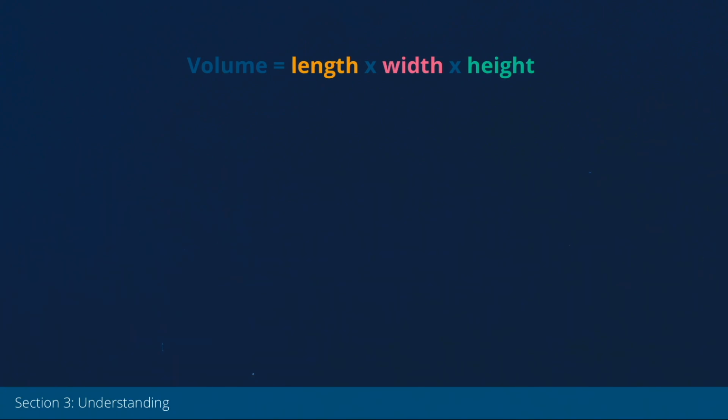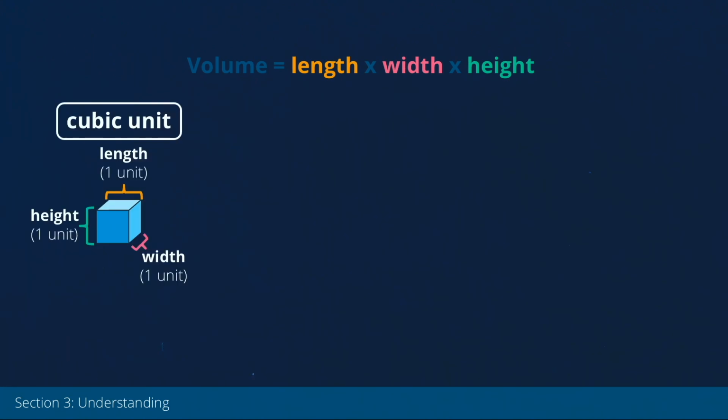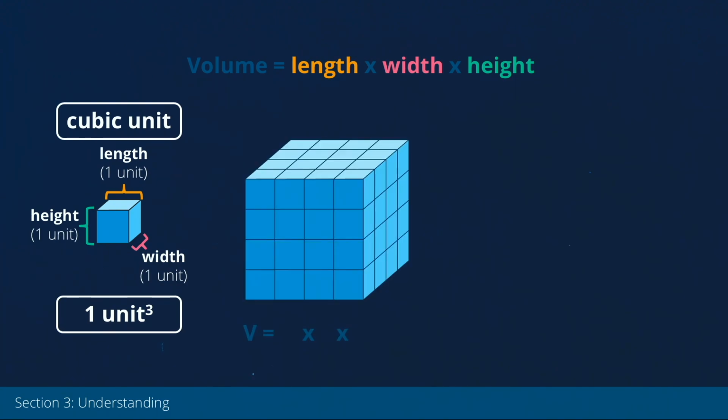When we think about the volume of a cube, we think about multiplying the length times the width times the height. So for this cube here that has a length of 1 unit and a height of 1 unit and a width of 1 unit, then the volume of that cube is 1 cubic unit. And I could write it like this.